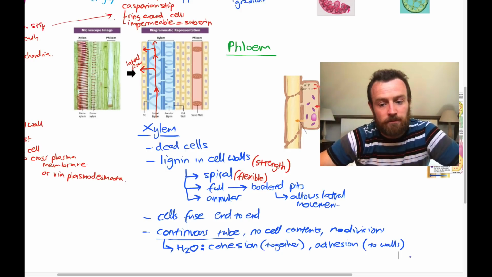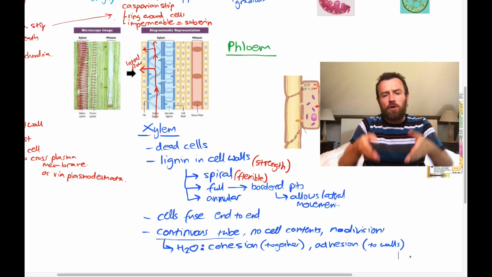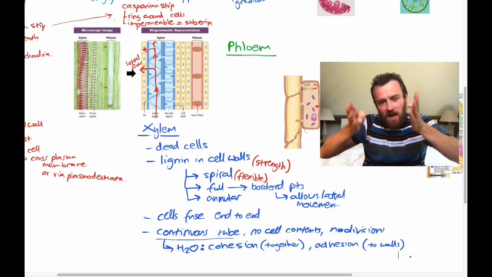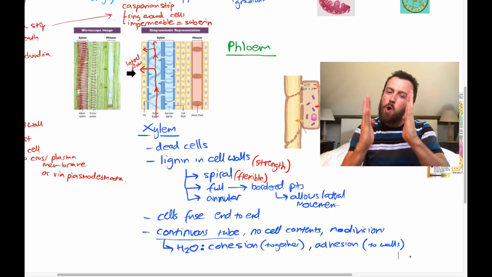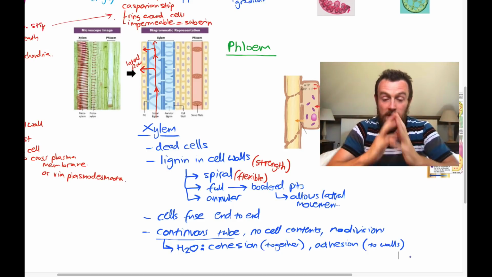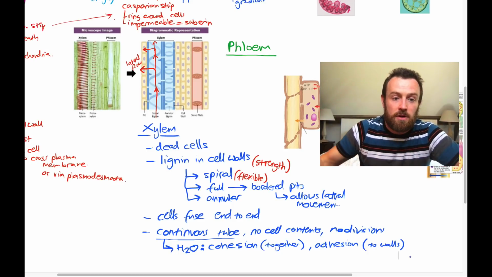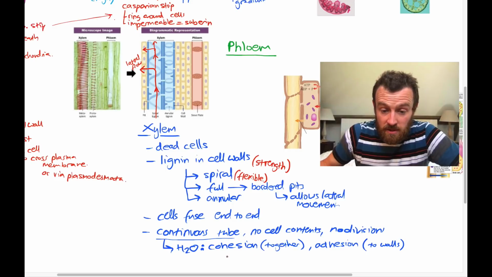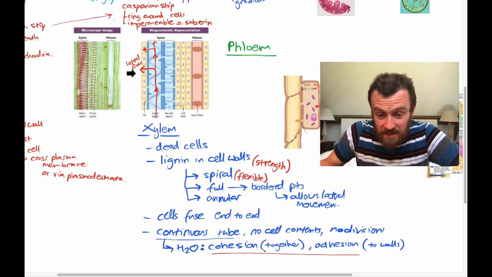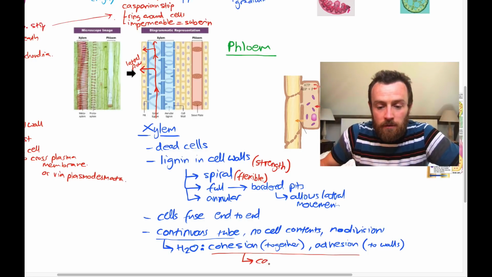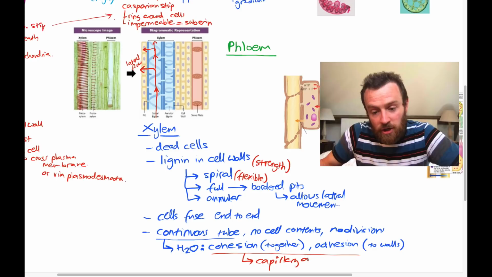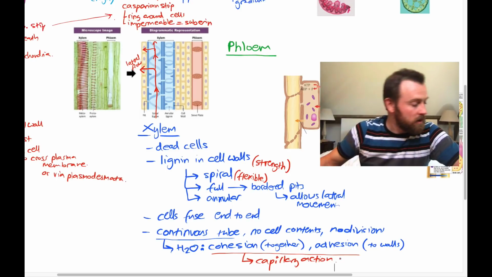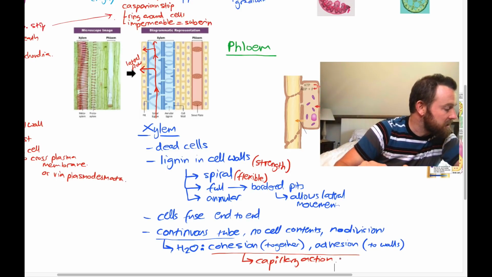Okay, so that's cohesion. And adhesion also is the water molecules stick to the sides of the xylem and kind of almost crawl up the xylem vessel via capillary action, which is another key word. So cohesion and adhesion together in the narrow continuous tubes give rise to what is called capillary action. Okay, so I think that's everything about the xylem.